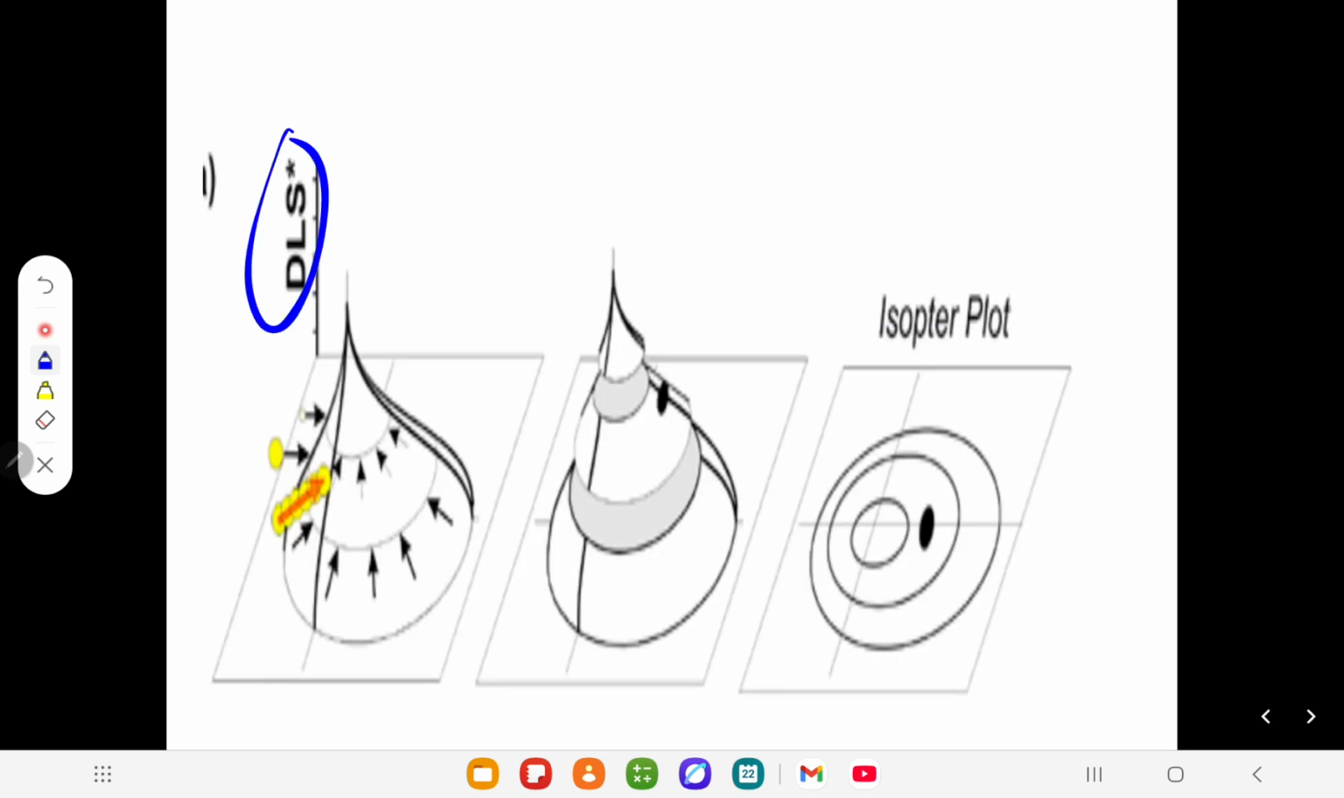So this is the principle, differential light sensitivity, isopters as we have discussed. But what we will do is come from the non-seeing area to the seeing area.